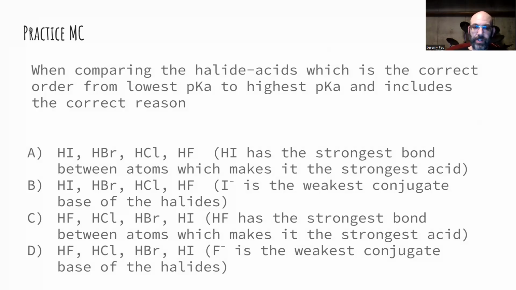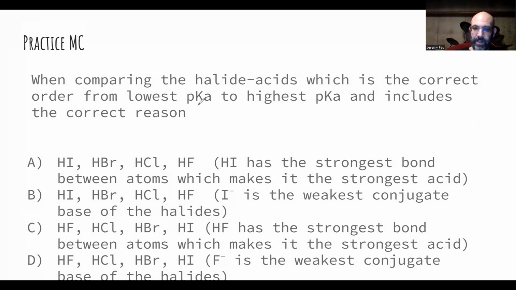So we have this question here. It wants to compare the halides in the correct order from lowest pKa to highest pKa. In case you forgot, just like pH, it's an inverse scale. So really we're saying we want the largest Ka and then the smallest Ka. Large Ka, strong acid; smaller Ka, weak acid. So we want them in order from strong acids to weak acids.